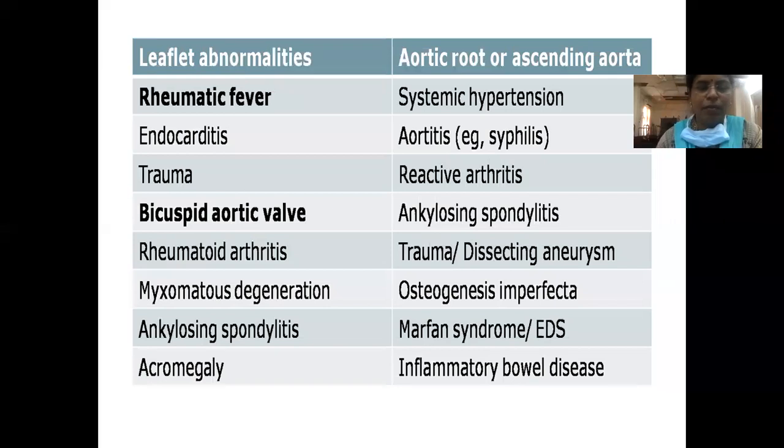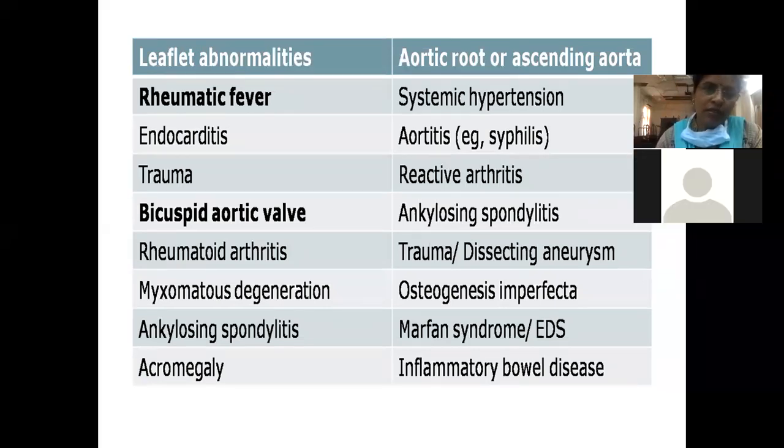Examples for leaflet abnormalities: most common is rheumatic fever, most commonly seen in developing countries. Endocarditis, trauma, or bicuspid aortic valve, rheumatoid arthritis or myxomatous degeneration. These are the common examples for leaflet abnormalities. And systemic hypertension, aortitis, reactive arthritis, ankylosing spondylitis, all these commonly present with aortic root dilatation.